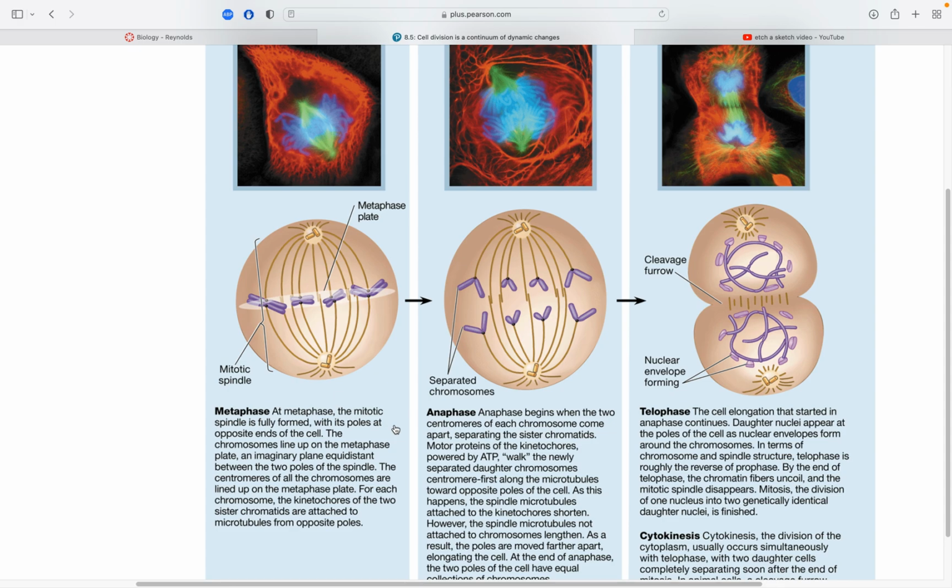Pee mat. P for prophase, M for metaphase, A for anaphase, and T for telophase.